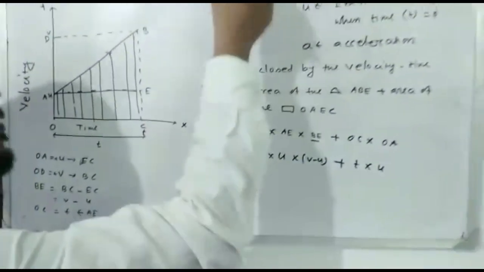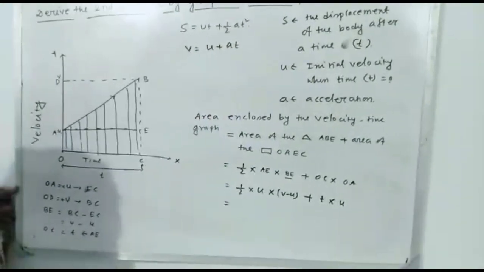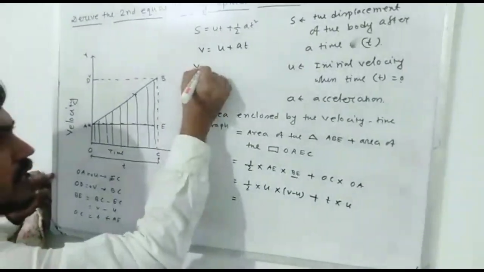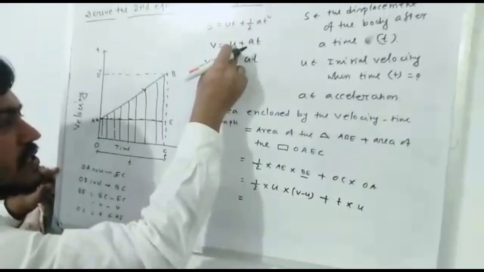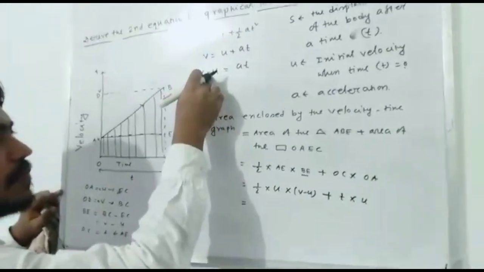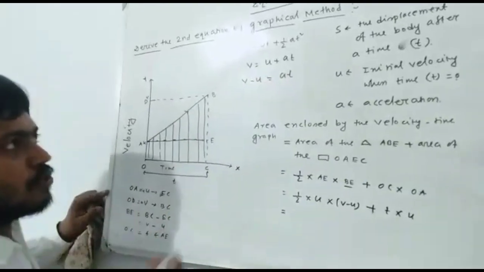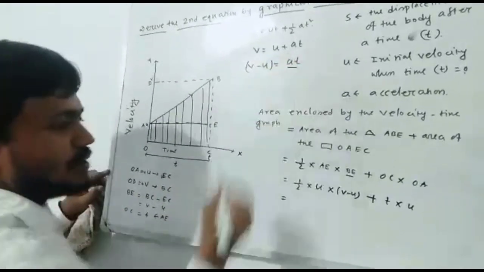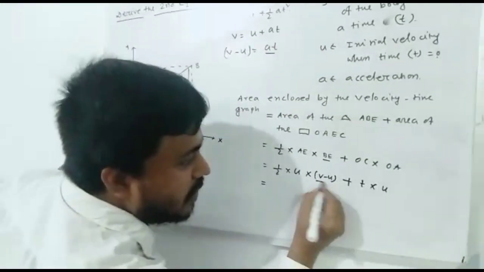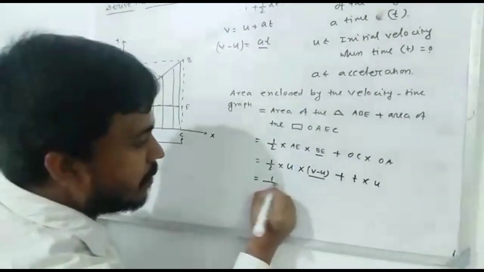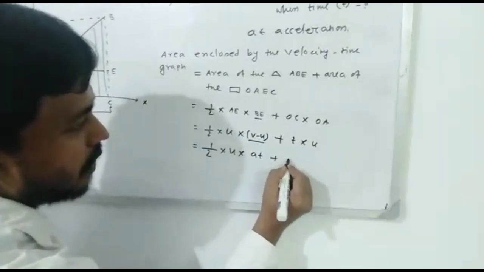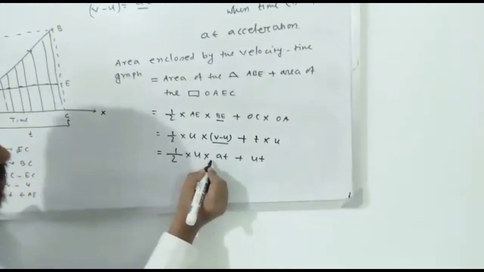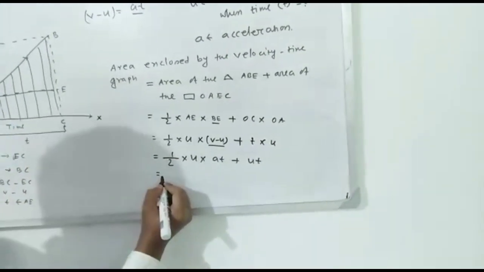Okay. So from our first equation, V equal to U plus AT. And now students, V minus U equal to what? Only AT. If you take this to the other side, plus is converted to minus. So V minus U equal to AT. So you replace the value of V minus U in terms of AT, then the equation takes the form AT plus UT. So now students, it is clear to all of you.